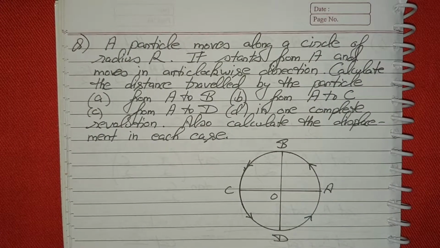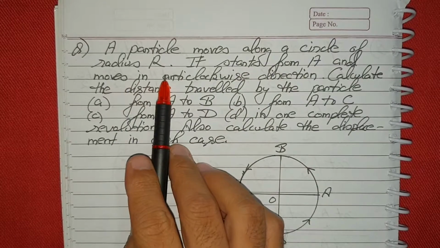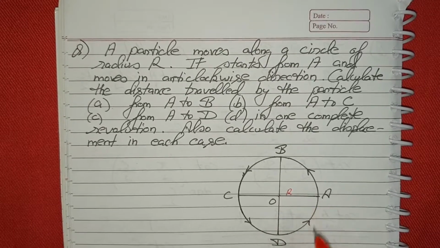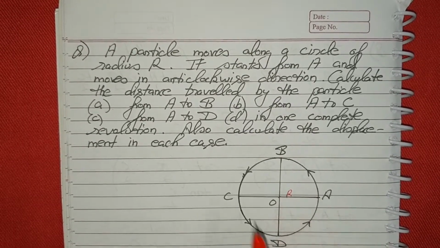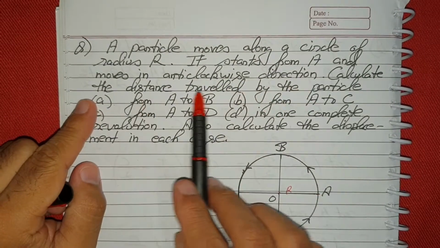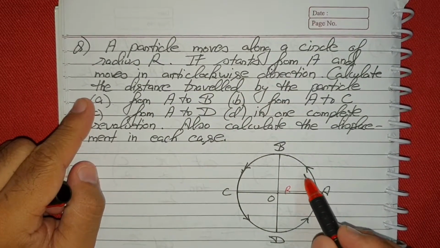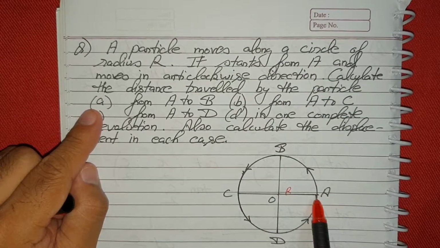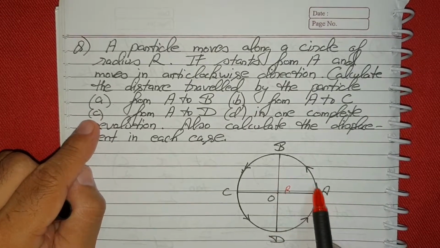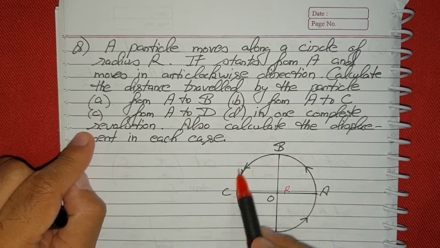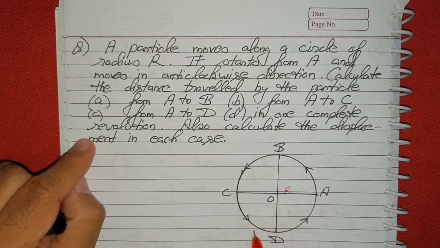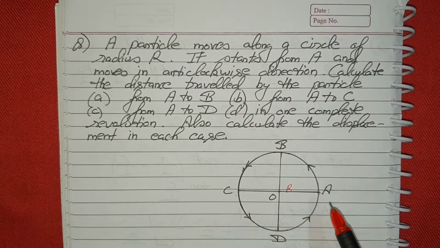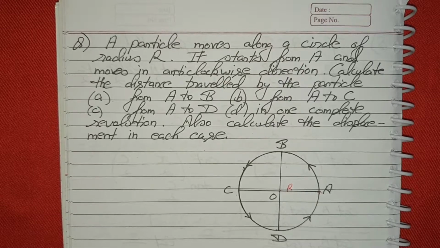Okay, so now our question is, the particle moves along a circle of radius r. So you can see this is a circle, and from this point to this point, you take this as radius r. It starts from A and moves in anti-clockwise direction, so basically its motion is like this. Calculate the distance travelled by the particle from A to B, from A to C, from A to D, and in one complete revolution. Also calculate the displacement in each case. So in each case you have to calculate distance as well as the displacement.